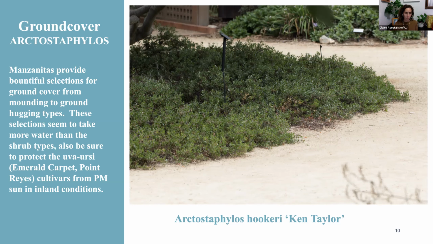Carmel Sur is probably the lowest growing one, but there are different ones that are really hugging the ground spreaders, and other ones that are more mounding. So just find what it is you're looking for, and there's probably one for you.